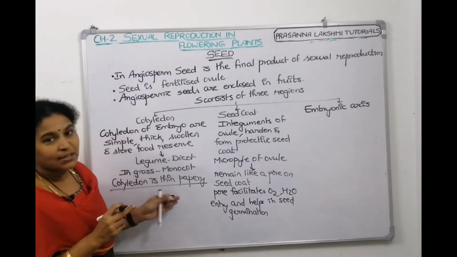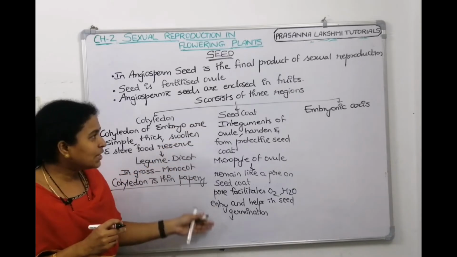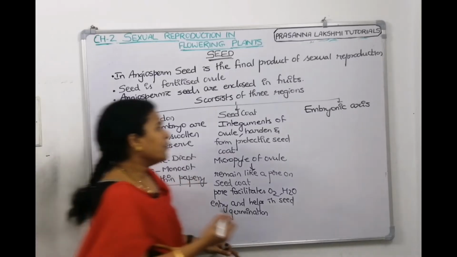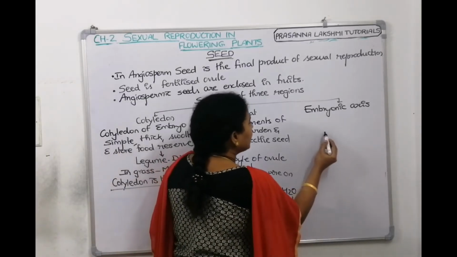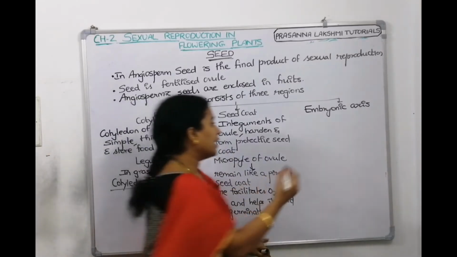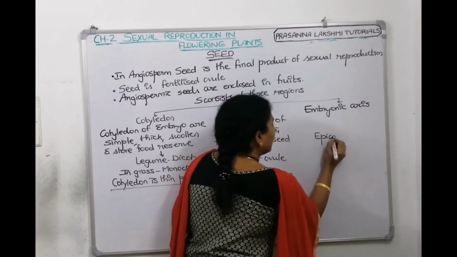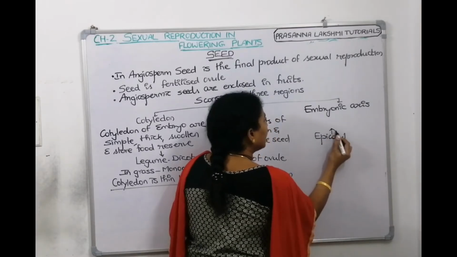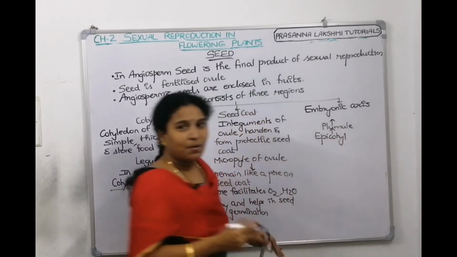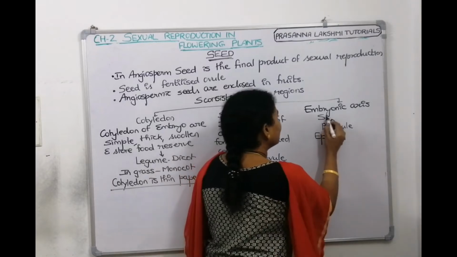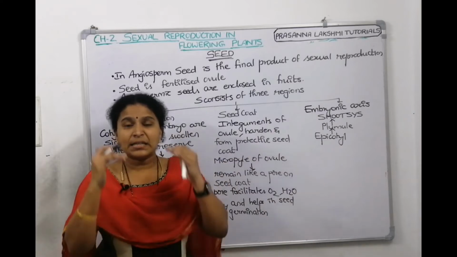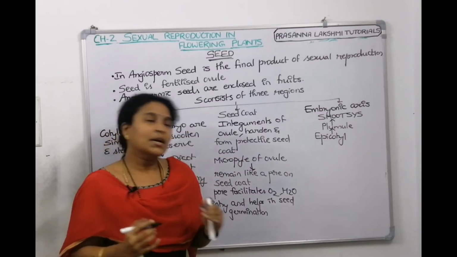The first portion is cotyledon. The second portion is seed coat. We understood this also. The third portion is the embryonic axis. Now, the portion of the embryonic axis which is above the cotyledon is called epicotyl. And we also know that epicotyl develops into plumule. We also know that plumule will make the shoot system. The portion of the embryonic axis below the cotyledon is called hypocotyl.